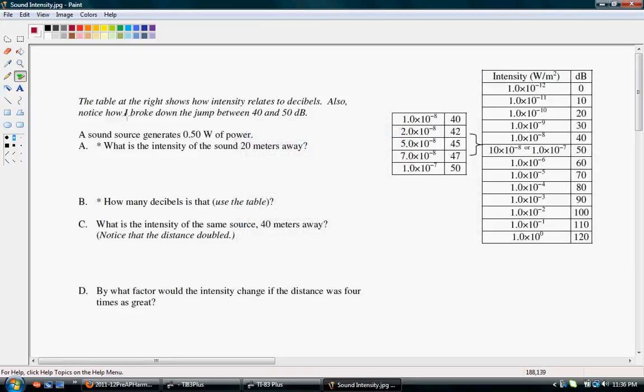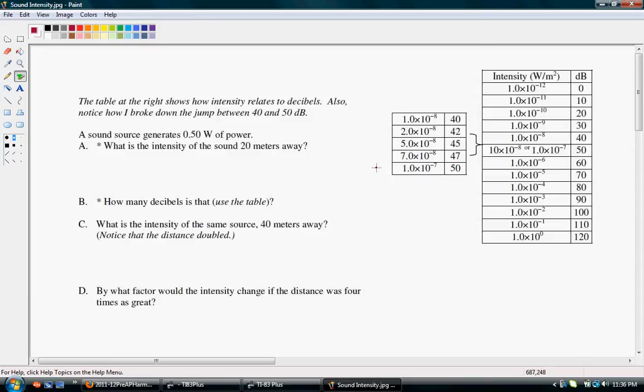Alright, so here it says the table at the right shows how intensity relates to decibels. Also notice how the section here is broken down so that you can see the difference between 40 and 50 decibels. So 1 times 10 to the negative 8th means 40, 2 times 10 to the negative 8th means 42, 5 times 10 to the negative 8th is 45, 7 times 10 to the negative 8th is 47, and 1 times 10 to the negative 7th is 50.